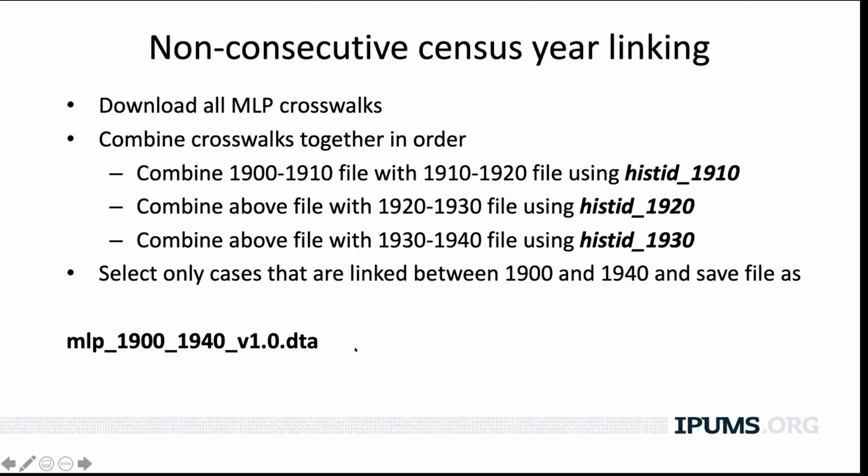But the format is basically MLP underscore the first year of your extract underscore the second year of the second extract, or in this case, the crosswalks, underscore version 1.0. That's just for the MLP version .dta for Stata users. Obviously, if you're using a different stats package, you'll rename the file extension to whatever the particular stats package uses.